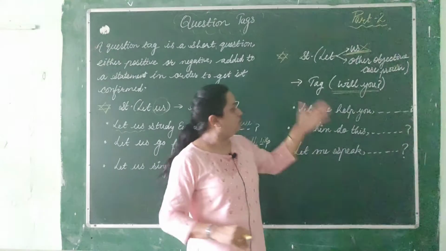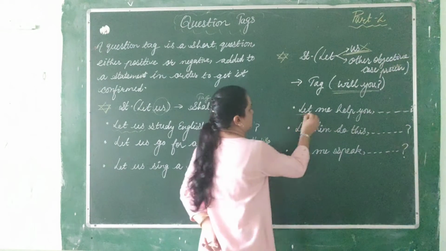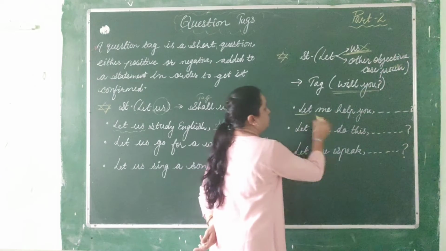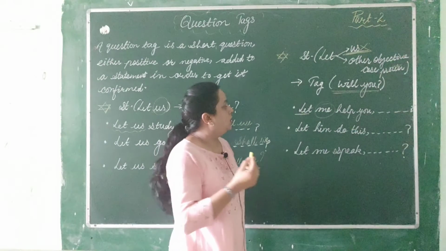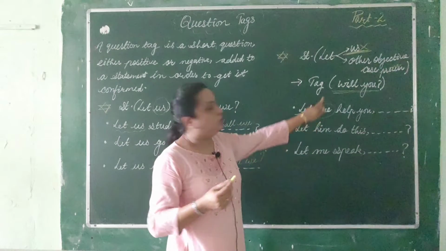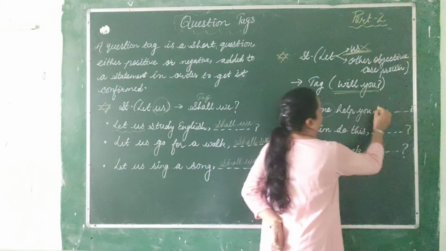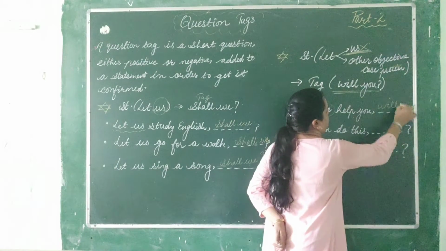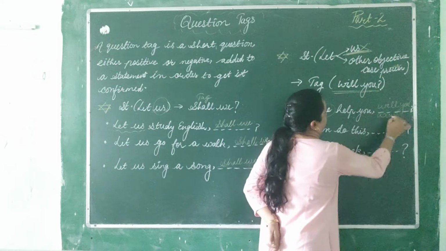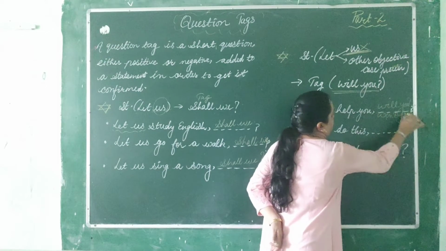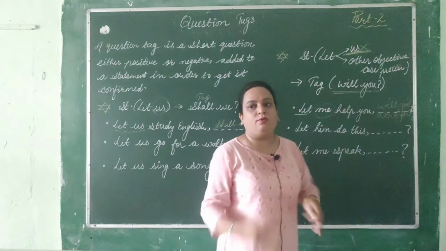So "will you" or "won't you", if "us" is not given with "let". So let's understand. Let me help you. Now "let" is there in the sentence. What do you have to check? "Us" is not given. Let us is not given. So what will you do? "Will you" or "won't you". Okay, you are free to add anything, positive or negative. You may write down "will you" also, you may write down "won't you" also. But it will be "you", and it will be in the form of "will".